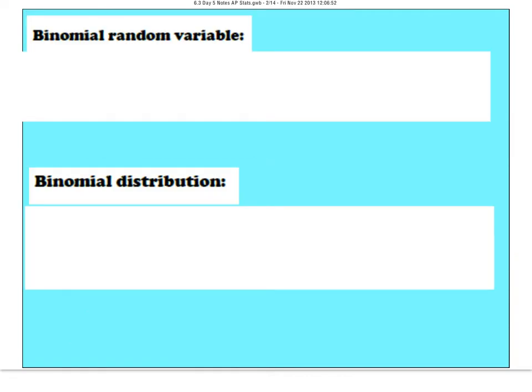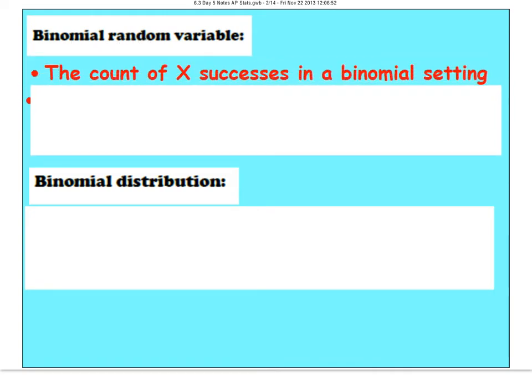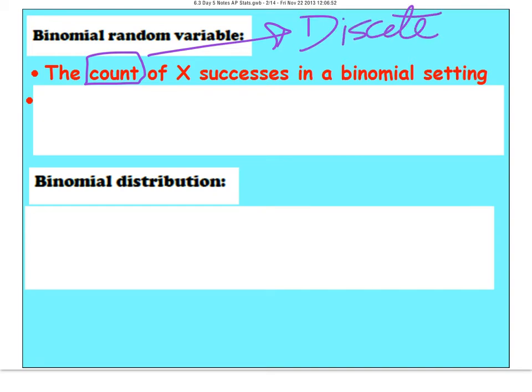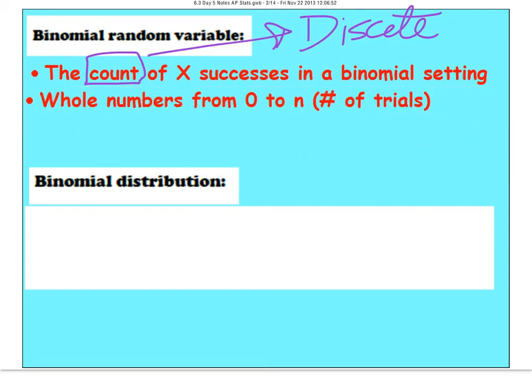So if a variable meets those conditions, what does it mean to be an actual binomial random variable? Well, it's this. Binomial deals with the count of successes in a binomial setting. And this is actually important. Remember, count, that refers to discrete or continuous. It's discrete. So binomial is considered a discrete type of thing because we're counting with whole numbers. So we have from trial 0 to n. In our water case, from 1 to 21 trials.